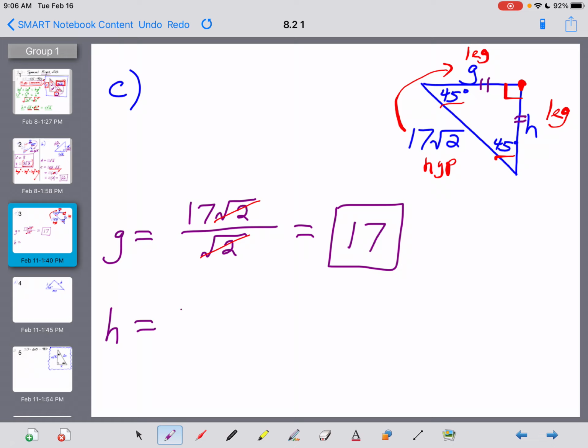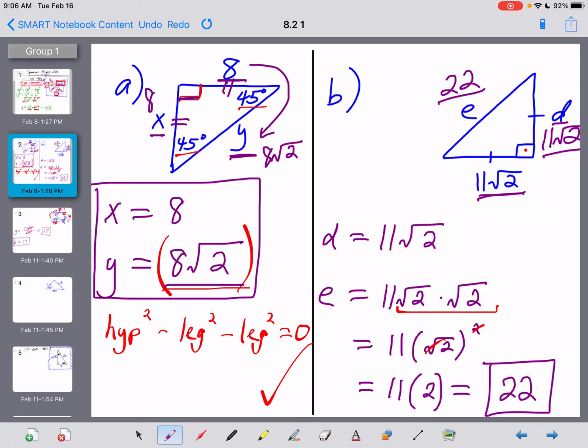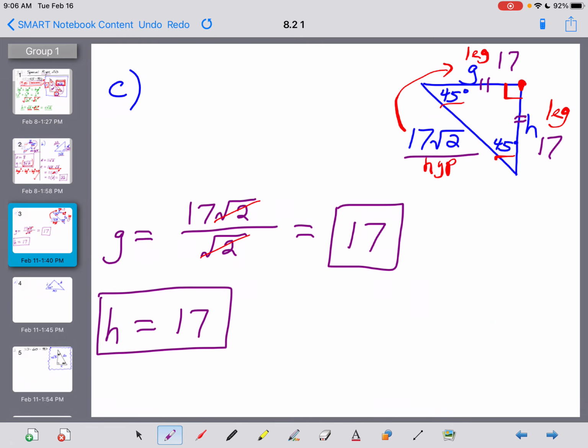So whatever you got for G, H is going to have to be the exact same number of 17. So we have a right triangle here with legs of 17, 17, and a hypotenuse of 17 root 2. Really no different than what we did here in example A, where we ended up with legs of 8 and 8 and a hypotenuse of 8 root 2. Okay? So not too bad of a problem.